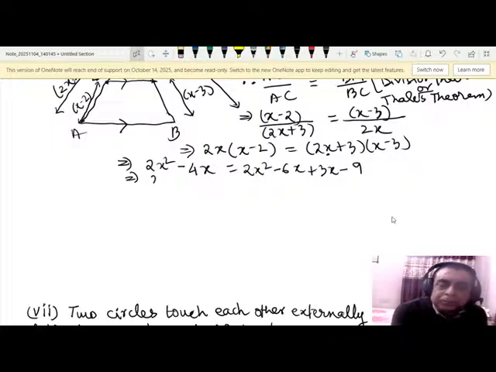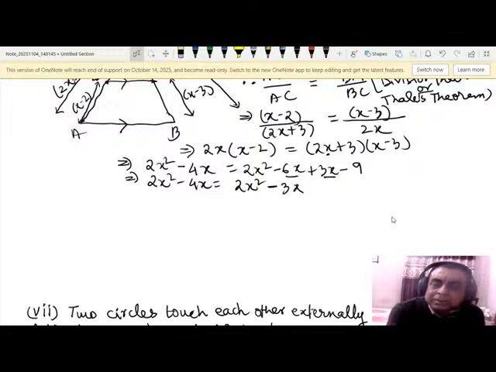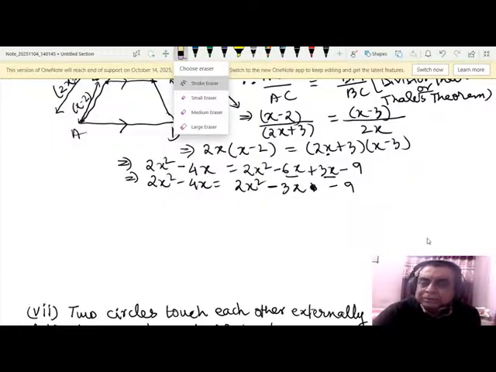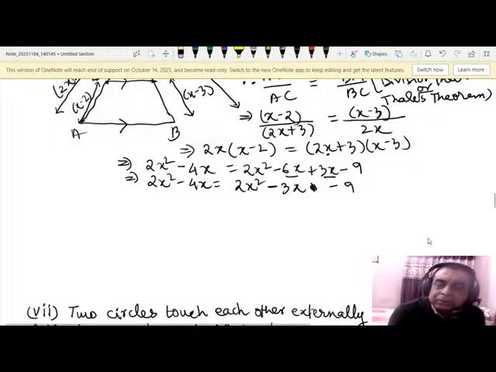Okay. 2x squared minus 4x is equal to 2x squared minus 6x plus 3x. The negative sign coefficient is bigger, so put the negative sign and subtract the two coefficients. 6 minus 3 is 3. Minus 3x minus 9. Now it is minus 3x and minus 9, so write minus 9 clearly. I am writing minus 9 clearly.